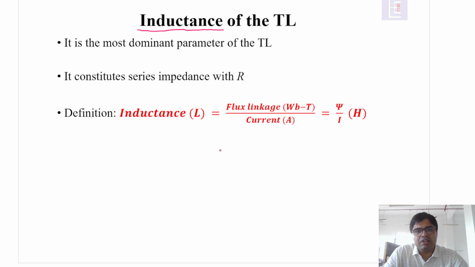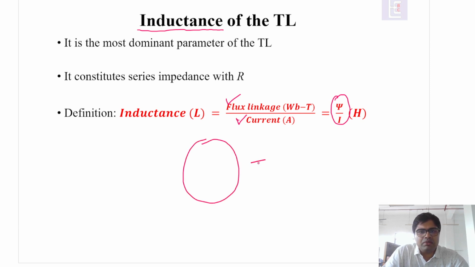The definition of inductance is flux linkage per current. So this is psi by I. The unit is Henry. Now, suppose we have a solid conductor like this. What will be the equivalent inductance? If this conductor is carrying a current I, then what will be the inductance of this conductor? That we shall see shortly.